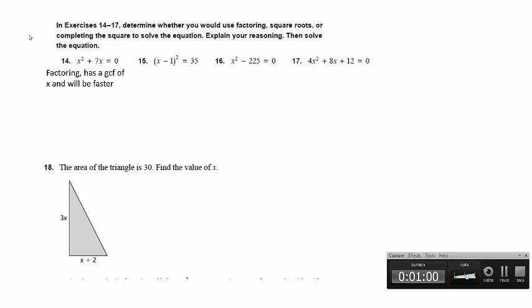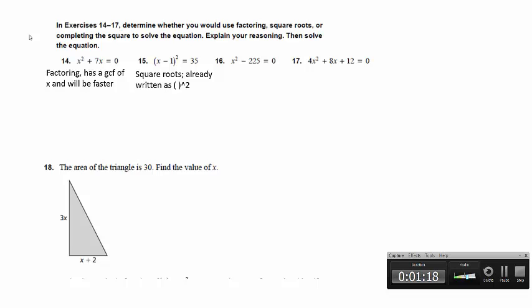If I'm looking at 15, anytime I see parentheses squared, I'm going with the square root method. That's going to be the fastest way. So the worst thing you could ever do is FOIL all of that out. That'd be kind of defeating the point because you may have to put it back into that format when you do complete the square. So just leave it like that and square root both sides.